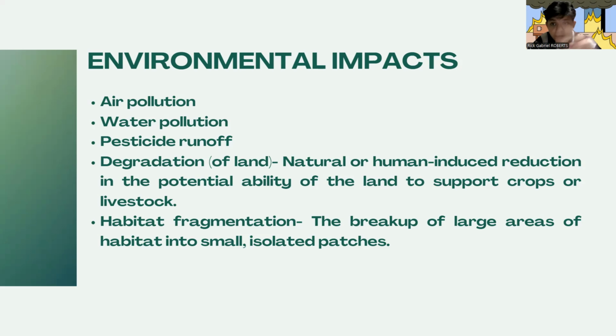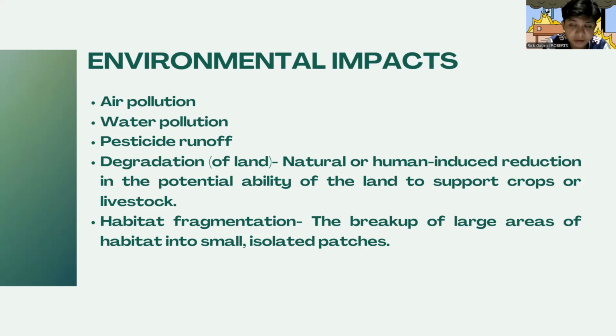Water pollution, number two. Fertilizers and pesticides used in farming can wash into rivers, lakes, and groundwater through runoff. This pollution harms aquatic life, causes algae blooms, and makes water unsafe for drinking and recreation. Now, pesticide runoff is when pesticides are sprayed on crops and rainwater can carry them into nearby bodies of water such as lakes or rivers. This can poison fishes and other aquatic organisms and disrupt the balance of the ecosystem.